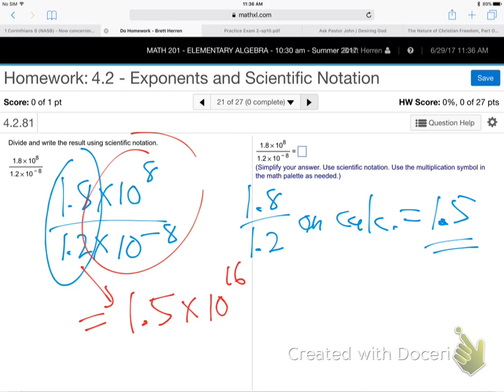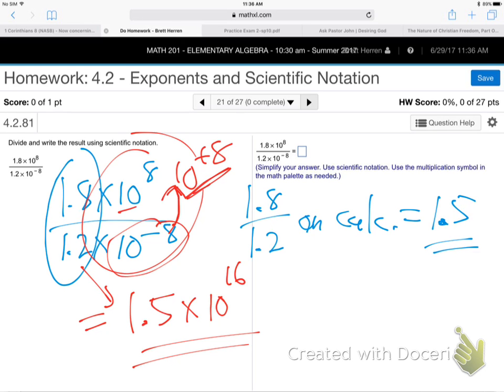Or, if that bugs you, you could just say, look, just grab this guy and let him jump up. He'll be 10 to the positive 8, and 8 and 8 is 16. Either way, same answer. Does that make sense? 1.5 times 10 to the 16th. Questions on that one? We divided the numbers in the front, put the powers together. Negative power jumped up, and then the power became positive. And then these were side by side, so that 8 and 8 added, right?